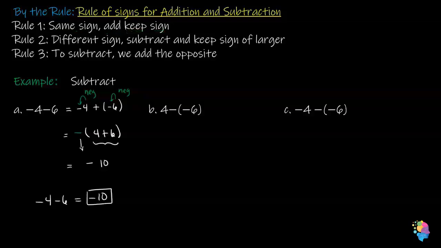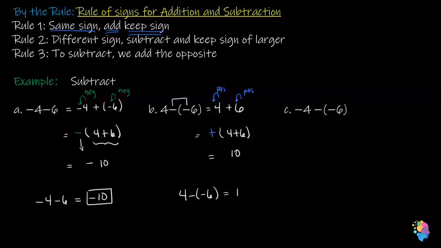So then let's try letter B. They're asking us to subtract 4 minus negative 6. We bring the first value, and the minus will turn that into a positive. We check the signs. 4 is positive, 6 is positive. So they end up having, once again, the same sign. So we need to add, and we're going to keep the sign. In this case, they were both positives, so then we're going to leave them positive. 4 plus 6 is 10. And this time, we don't need to bring down the sign because a positive 10 doesn't need a sign. Then 4 minus negative 6 is equal to positive 10.